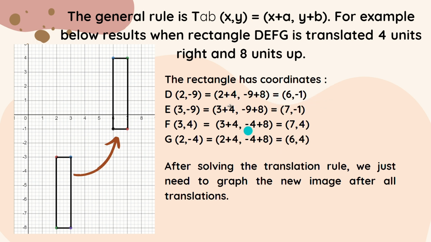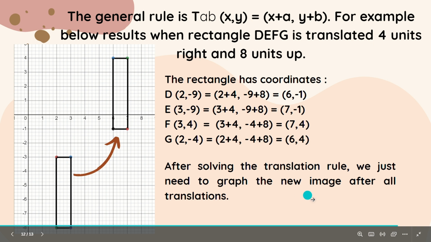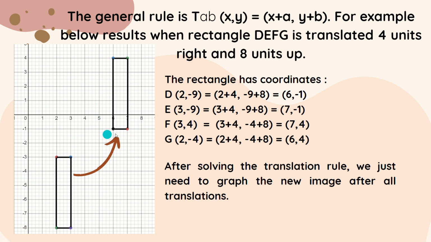So, kapag na-solve na natin lahat, dadagdagan lang natin siya ng plus a and plus b. Tapos, after nyan, makukuha na natin yung transformed coordinates. After solving the translation rule, we just need to graph the new image after all translations. So, after natin makuha yon, igagraph lang natin siya. Ayan na siya. Here, ito na yung image natin, yung final image natin.